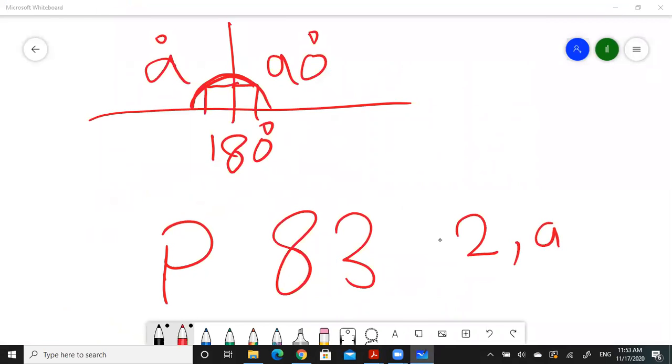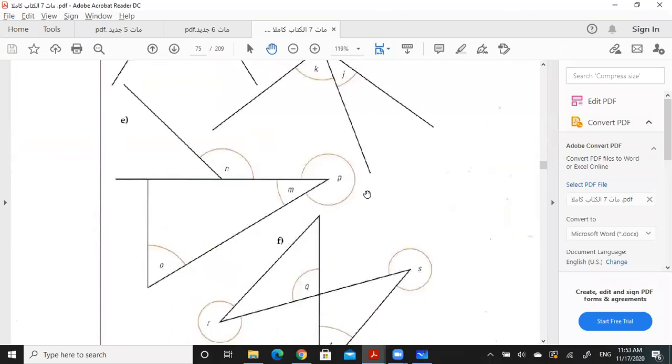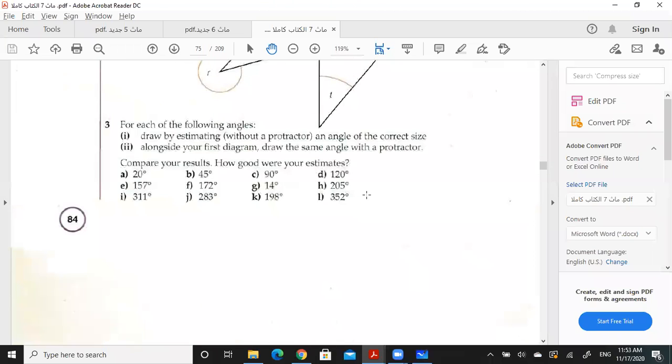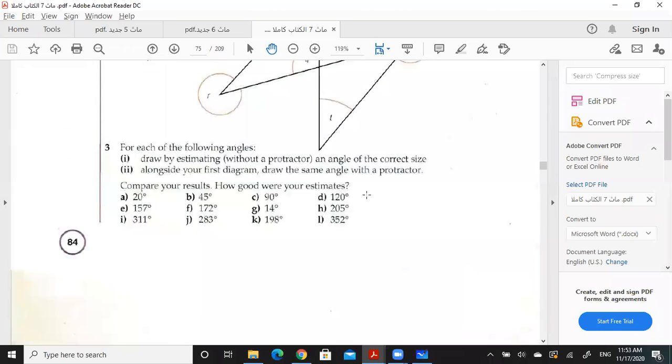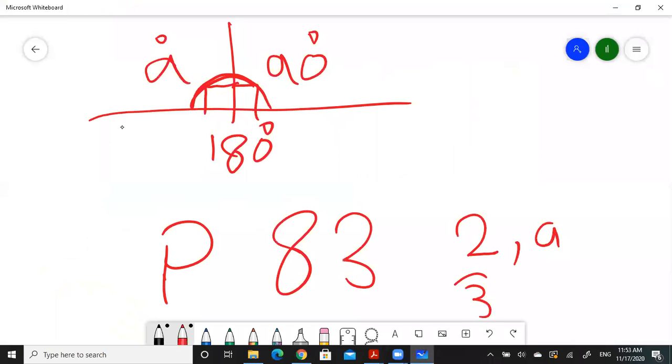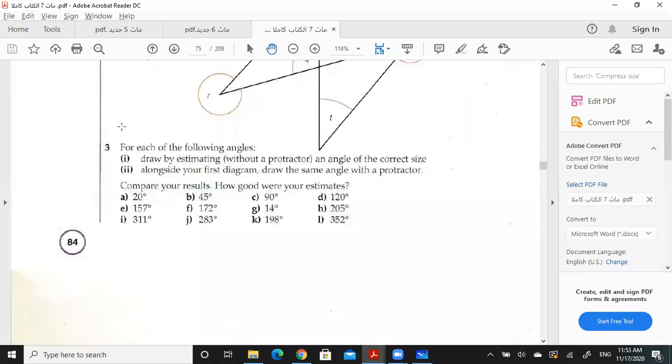2A. What else? Compare your result: how good you are at estimating ratios and angles. And do number 3, parts I and II. Teacher, can you send the homework on Discord?